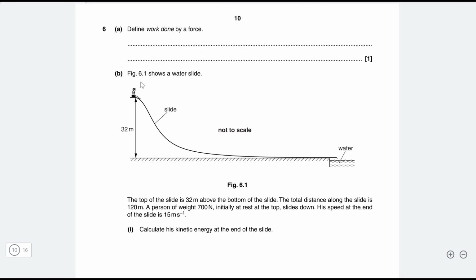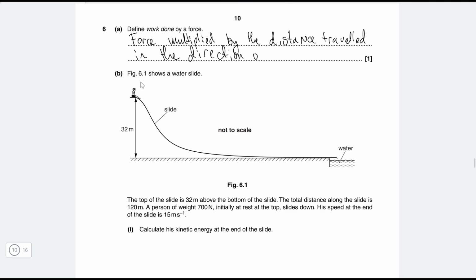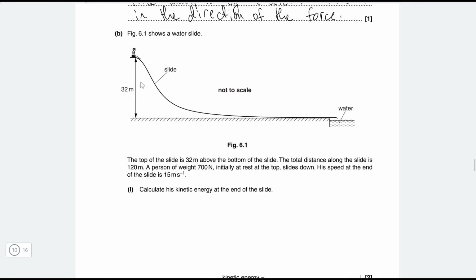So remember, work done is the force multiplied by the distance traveled in the direction of the force. Like so. Okay, part B, figure 6.1 shows our water slide.